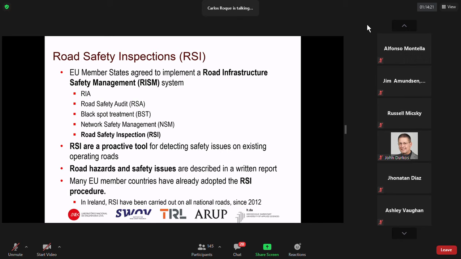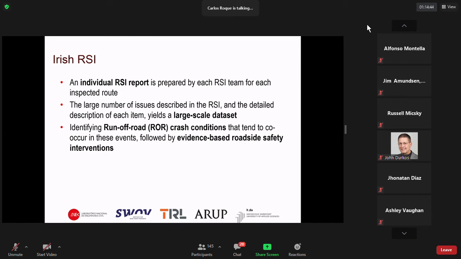Many EU member countries have already adopted the road safety inspection procedure, and in Ireland, these inspections have been carried out on all national roads since 2012. So, in Ireland's case, an individual inspection report is prepared by each team for each inspected route, containing a brief description of each safety issue, an informal risk assessment of each identified hazard, and recommendations to deal with it.